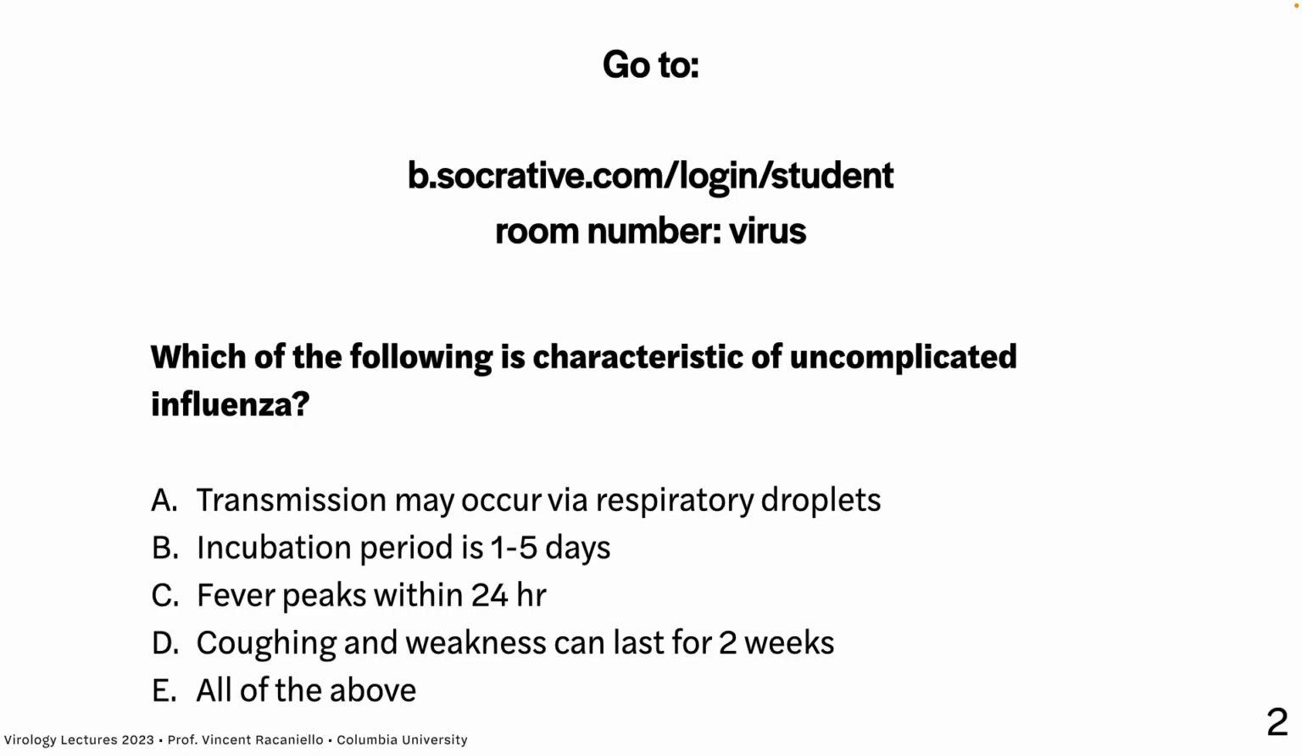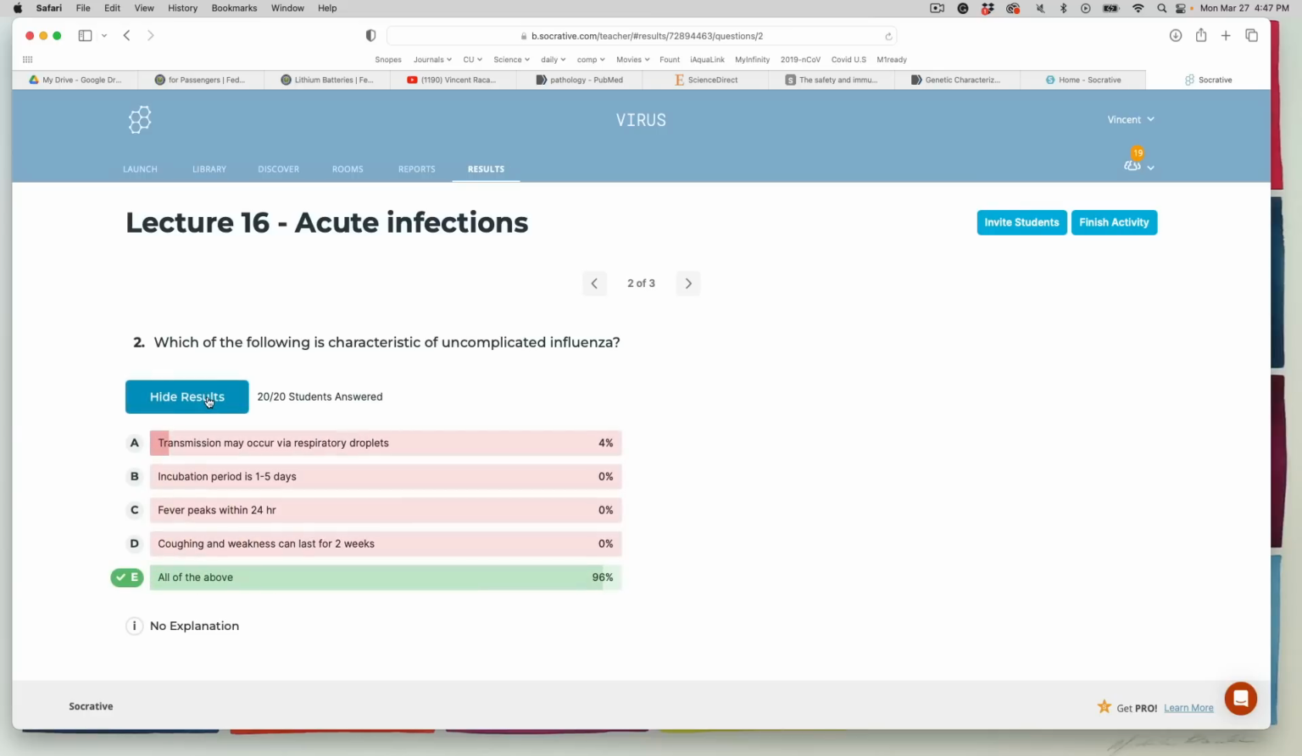Next question. Which of the following is characteristic of uncomplicated influenza? Transmission may occur via respiratory droplets. Incubation period 1 to 5 days. Fever peaks within 24 hours. Coughing and weakness can last for 2 weeks. All of the above. How'd we do?